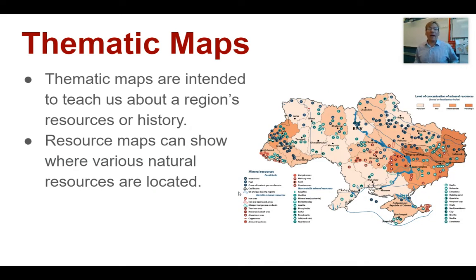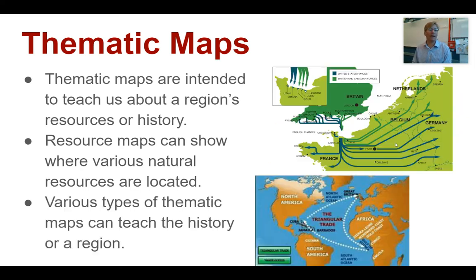Now, resource maps also share where various natural resources can be found. So, for example, if we're looking at Ukraine, we can look at where can we find peat or brown coal or iron ore or gold can all be located on this type of resource map, which is just another type of thematic map.